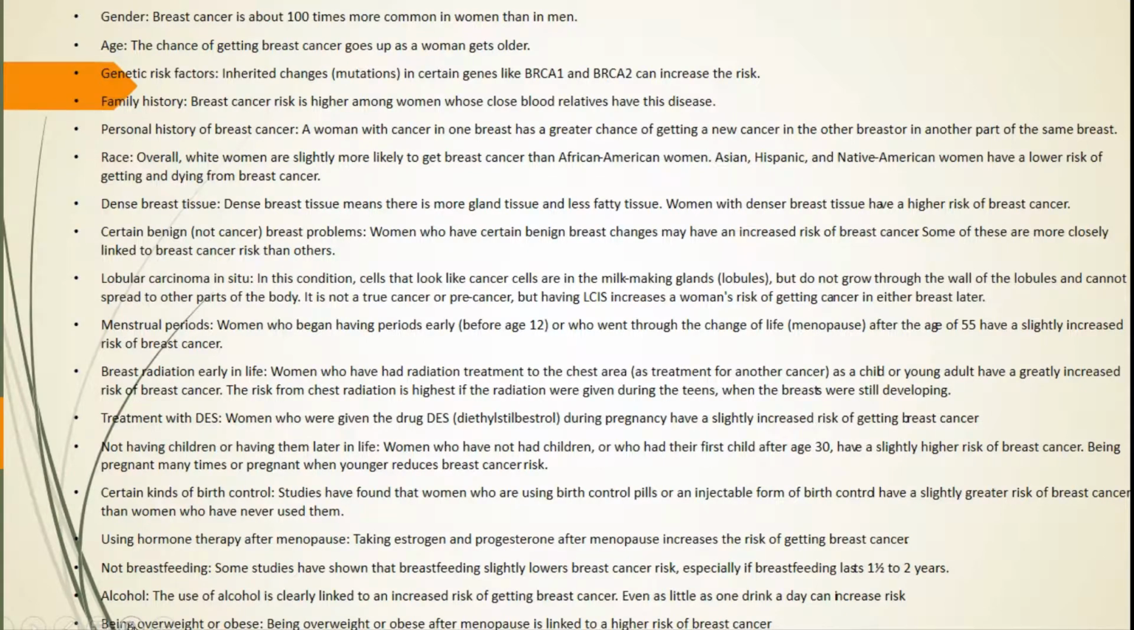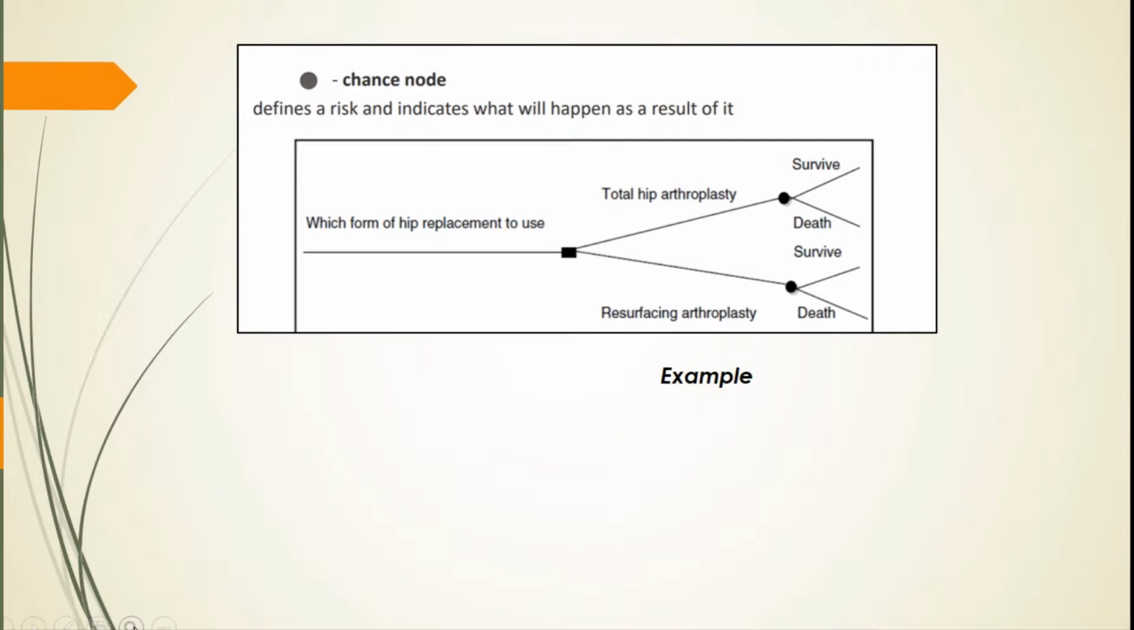So let's move on. If you remember this diagram from last week, this is an example of a chance node. In this example, we were looking at when to have hip replacement surgery.